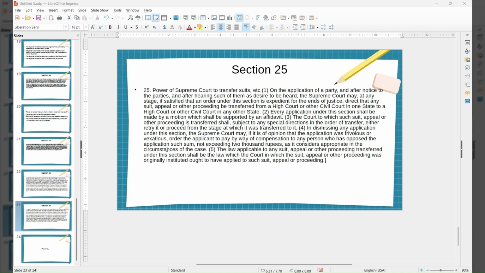Subsection 5 covers the law applicable after transfer. Even if the case is transferred to another state, the original applicable laws still continue to apply, which may be substantive law, procedural law, or local laws relevant to the original court.